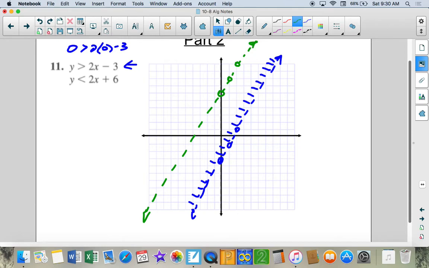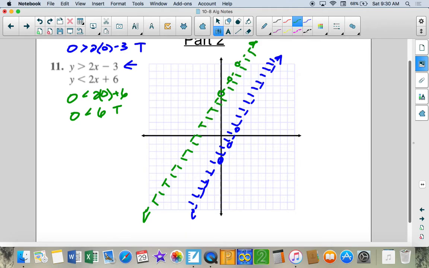I'm going to test the point 0, 0. Is 0 less than 6? That's true. And so I'm going to shade towards my 0, 0. I'm going to shade towards that true point.